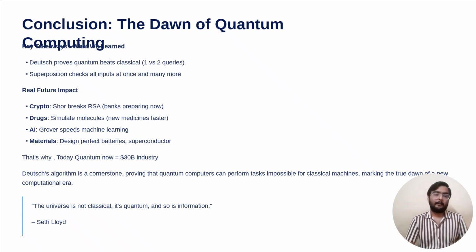Real future impact. Crypto: Shor breaks RSA, banks are preparing now. Drugs: simulate molecules, new medicine faster. AI: Grover speeds up machine learning. Materials: design perfect batteries, superconductors. That's why today the quantum industry is a 30 billion dollar industry.